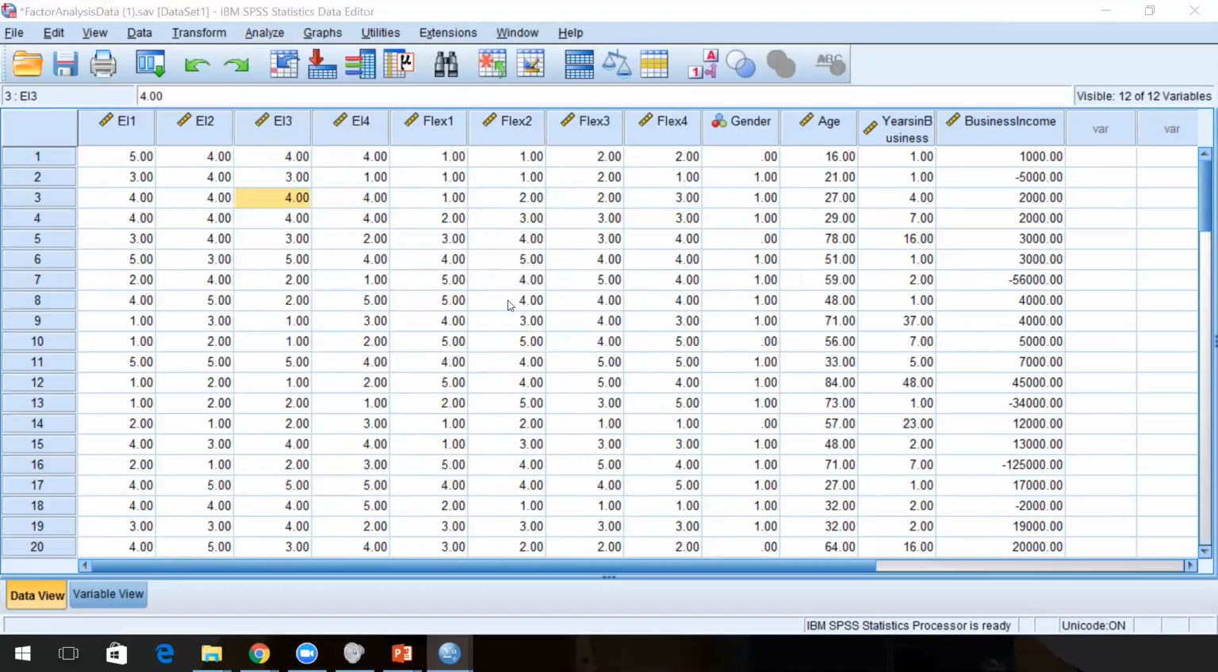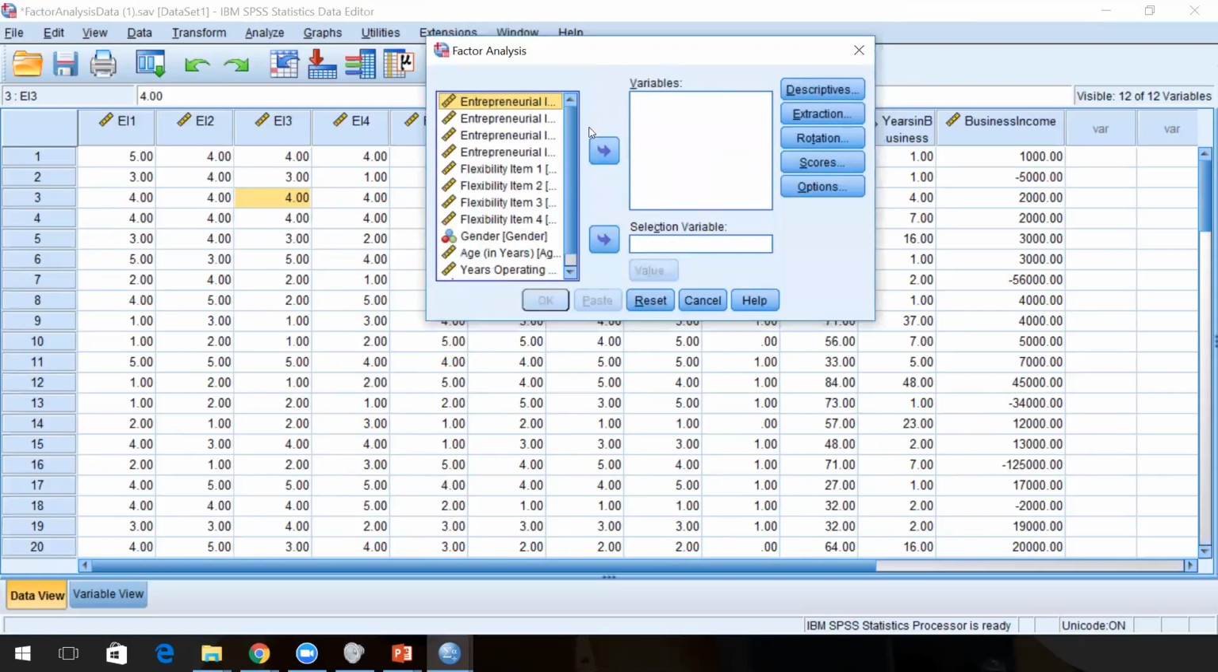What does factor analysis do? Well, it allows us to make sure that the 4 entrepreneurial intensity items and the 4 flexibility items are actually measuring the same thing, right? And that they're not measuring each other, that they discriminate from one another is a term that's commonly used. So I selected factor analysis.